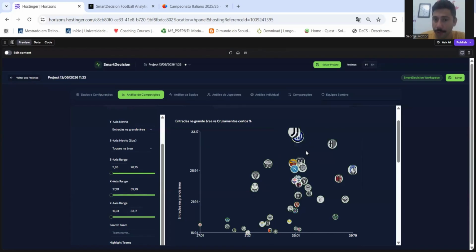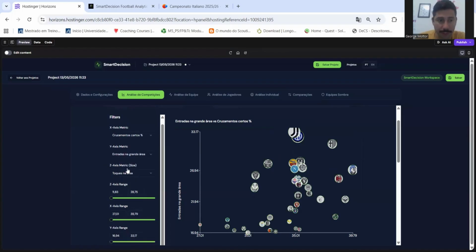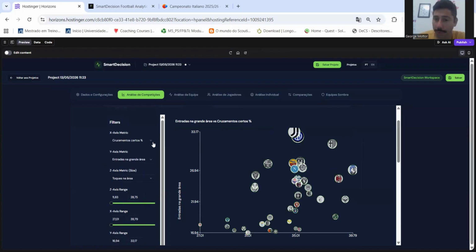Here, look at Juve, Inter, and Napoli, meaning that the further to the right, the better they are on the x-axis. The x-axis here represents accurate crosses, so the further to the right, the better the accurate crosses. The higher up, the better they get into the box. And the bigger the circle, the more touches in the box. So Lazio is very poor in these situations.